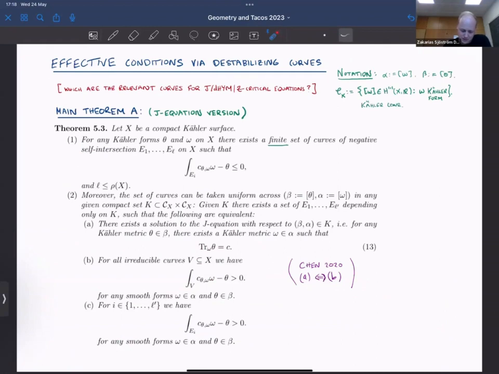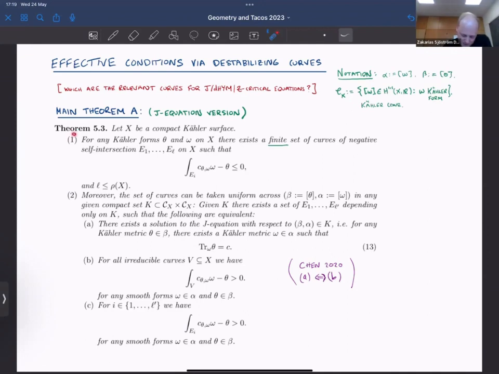First, I write it down for the J equation. The question is, which are the relevant curves that we need to consider for this numerical condition, whether we consider the J equation, the dHYM equation, or the Z-critical one. So the main theorem for the J equation would read as follows. This is not exactly how we wrote it in the paper, but I wrote it out a bit longer for the purpose of this talk.